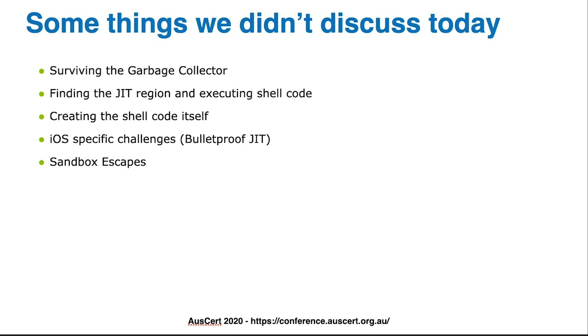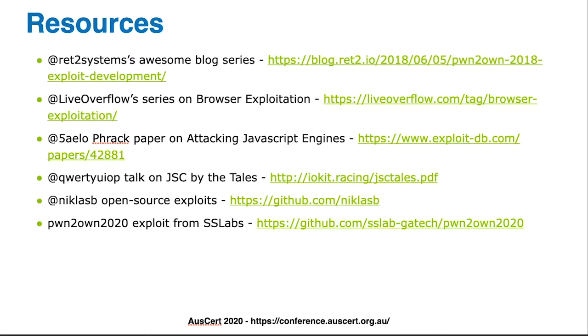Some other things which we did not discuss today are how do we survive the garbage collector in case we have an exploit running. How do we actually find out the JIT region and execute the shellcode. We also did not discuss how we create our own shellcode. And we also didn't discuss how we bypass certain specific challenges related to iOS, which is bulletproof JIT. We also did not discuss sandbox escape. Maybe in a new workshop sometime I will discuss all of these things.